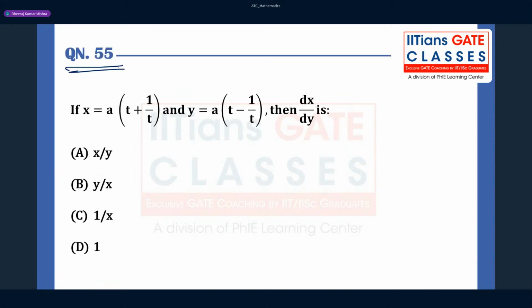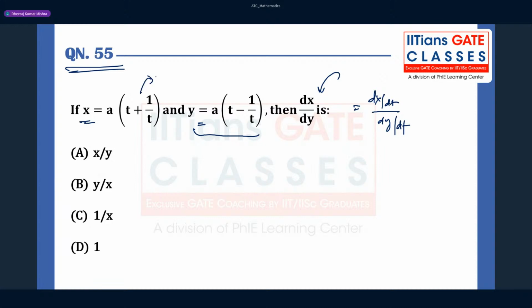This is question number 55. There are many questions. So x equal to a t plus 1 by t and y equal to this, and you have to find dy by dx, right? So see, this y is not a function of x or something. It is a function of t. So what you can write this as? You can write this as dy by dt upon dx by dt. बस आंसर आ जाएगा. ठीक है? You differentiate this with respect to t, differentiate this with respect to t, and you will get the answer, right?